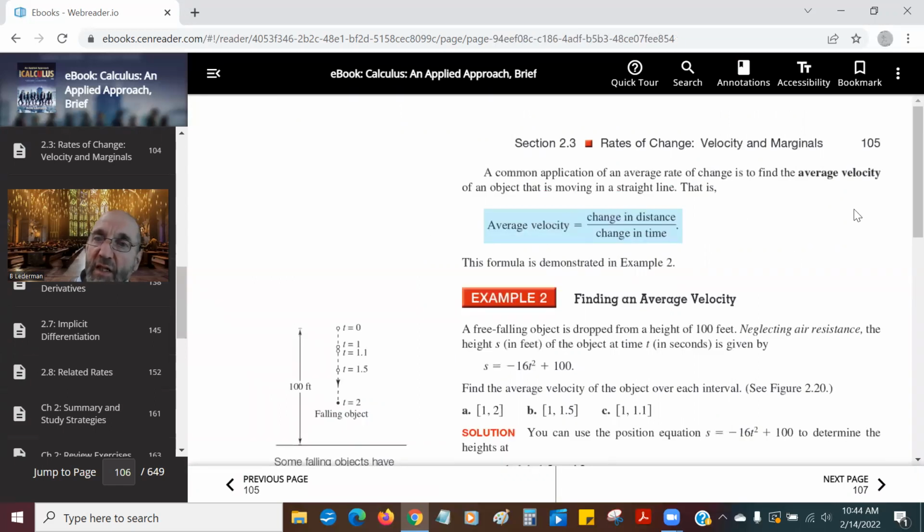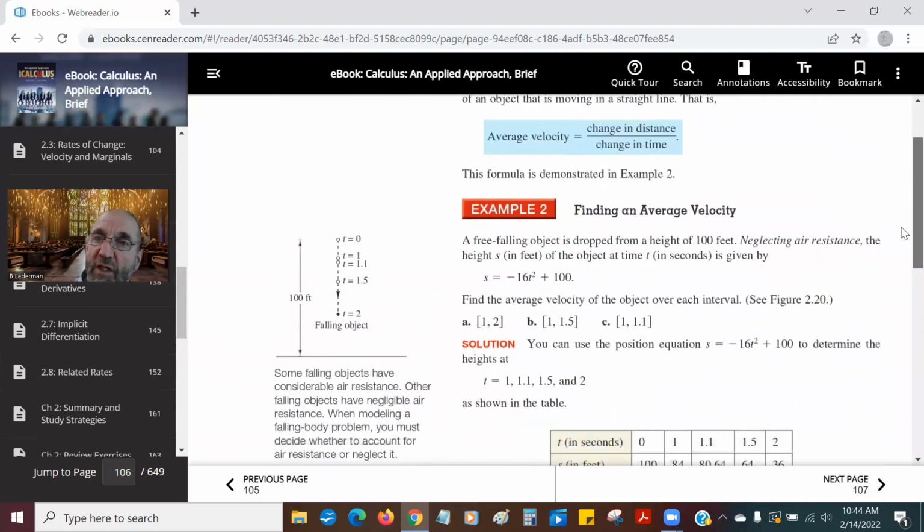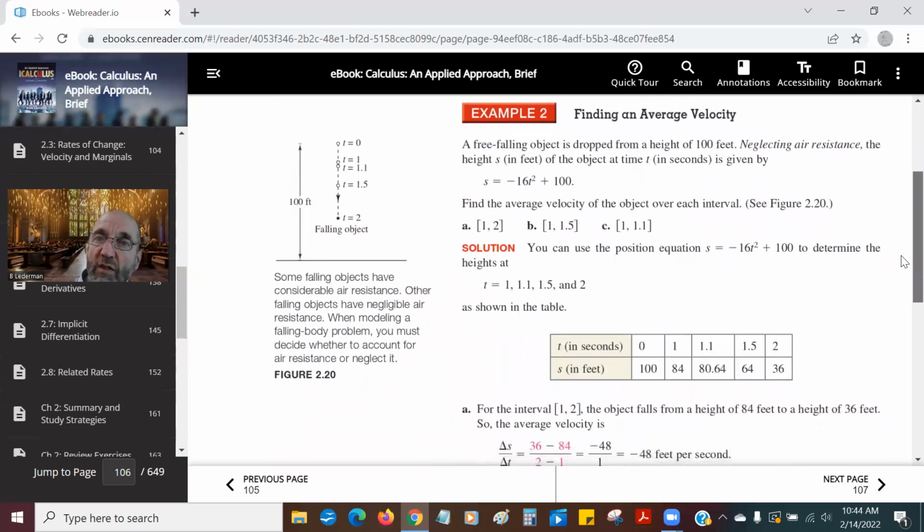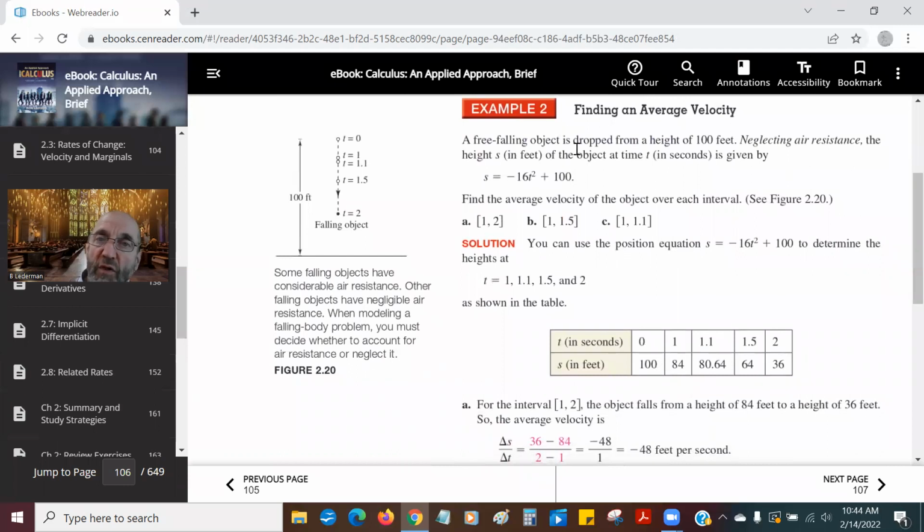The average velocity, that's just change in distance divided by change in time. So let's take a look over here. A free falling object is dropped from a height of 100 feet. Neglecting air resistance, the height, which is the variable s in feet, of the object at time t in seconds, is given by s equals negative 16t squared plus 100. And the negative 16, I believe, comes from the force of gravity. But again, ask a physicist, not a mathematician. Find the average velocity of the object over each interval.